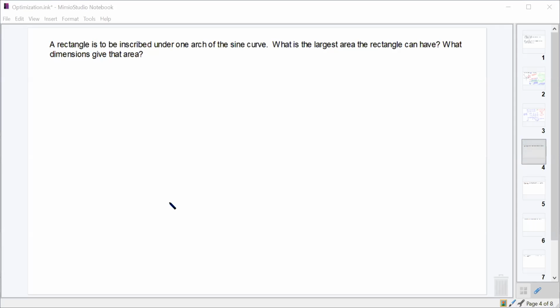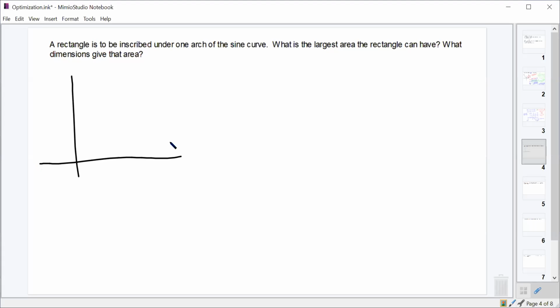All right, so let's take a look at this next one. We got a rectangle. We're going to inscribe that rectangle under one arch of the sine curve. And so if we talk about inscribing something under a curve, it means it's going to touch the curve with a couple of its vertices if possible, and then also go along the x-axis. And we want to know what's the largest area that rectangle could have and what the dimensions are that give that area. So first we'll draw a picture.